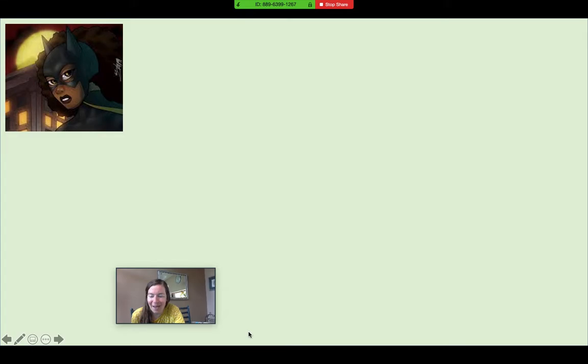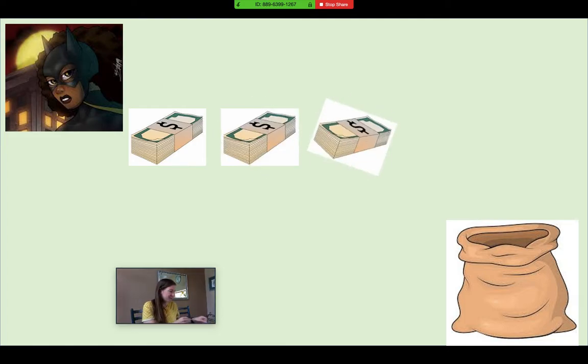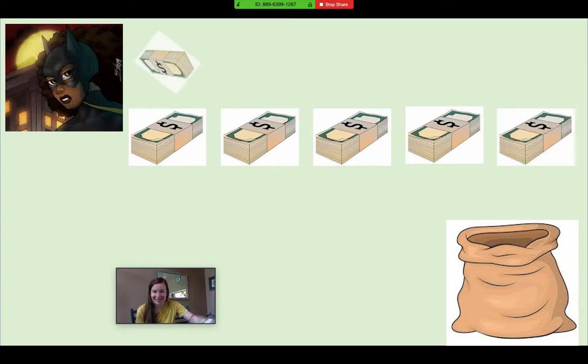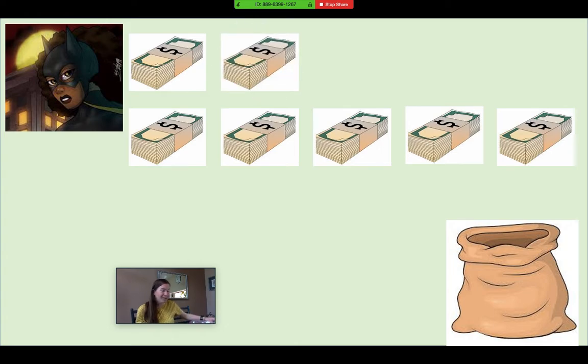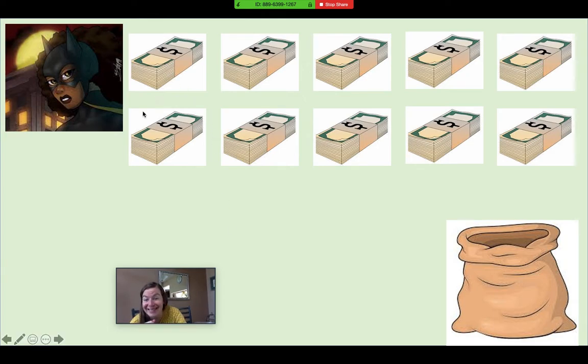So then Batwoman was like, I need to count and see how much cash he stole in his bag. So she got the bag out, and then she started getting out all of that cash. Holy cow, that is a lot of money that bank robber stole. And Batwoman was like, it's going to take me forever to count this money. But then she realized that the money was in stacks of 10 and that she could skip count it.